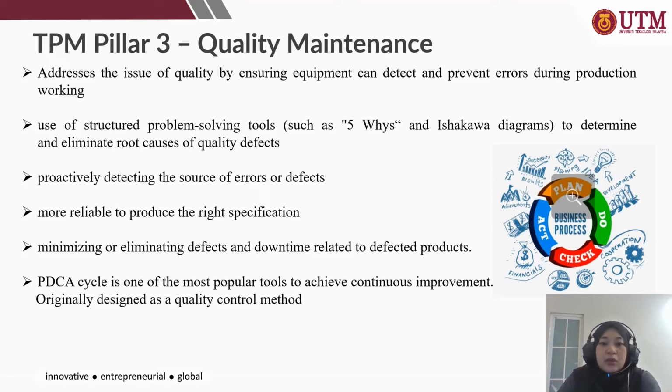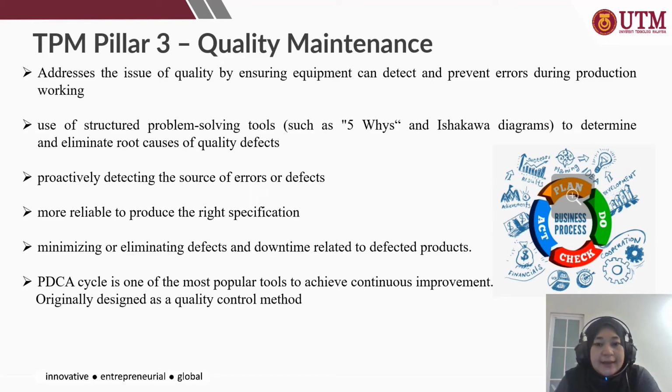Okay. So under this quality maintenance, there is a popular cycle, which is the PDCA cycle. What is the PDCA cycle? Okay, you can see from the diagram at the right side. The cycle is plan, do, check, and act. This cycle is one of the most popular tools to achieve continuous improvement, originally designed as a quality control method.